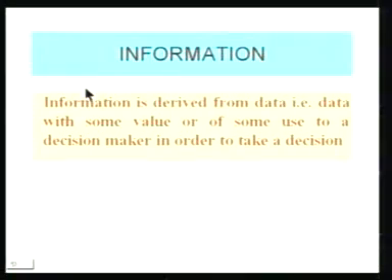Let me see the information now. How to define information, just to maintain the continuity of my presentation. Information is derived from data. That is the basic source. Data with some value or some use to a decision maker in order to take a decision. Unless data has a certain meaning, it will not become information. I give you the example of a PIN code or a telephone number, right?